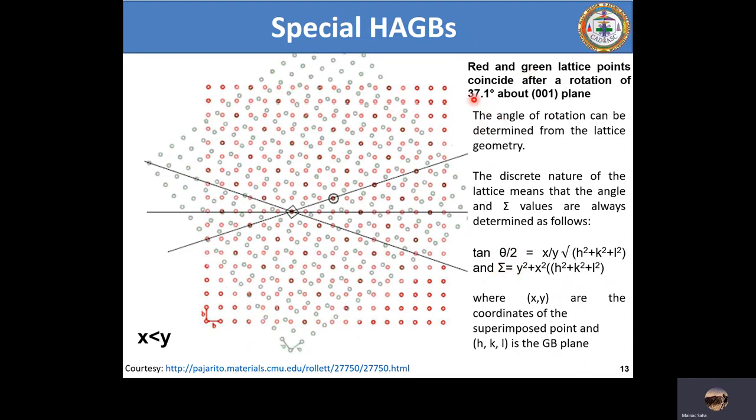Which means in a cubic material, rotation of one lattice with respect to the other by an angle equal to 37.1 degrees about the 001 plane will lead to the generation of a sigma 5 boundary. So with this, I hope you understood this class.